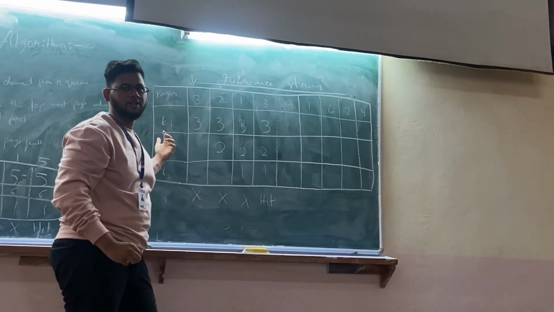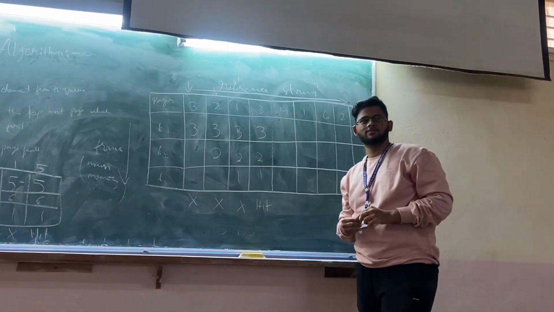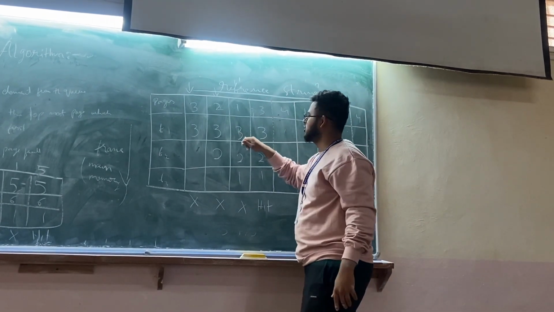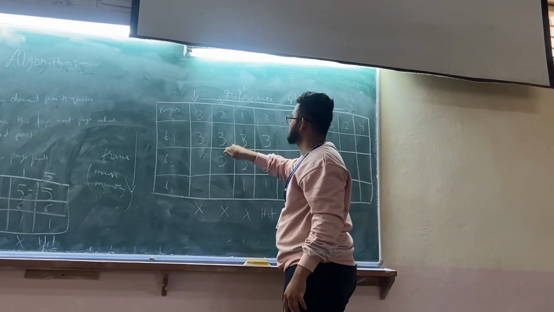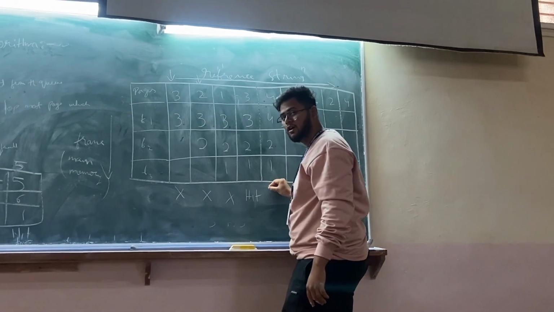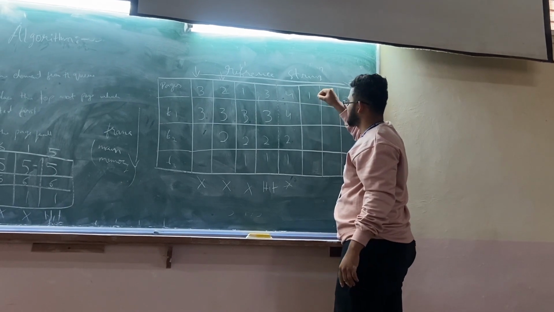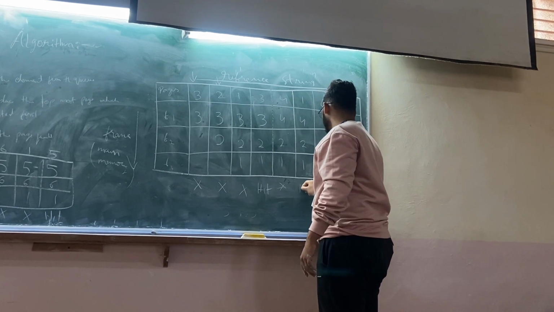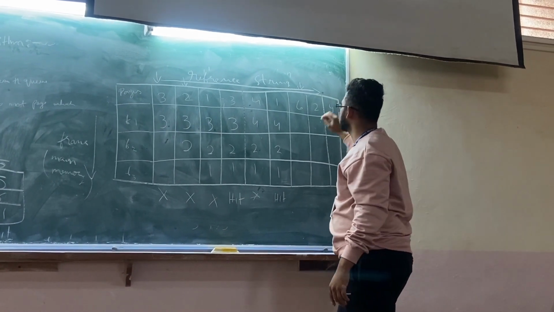Now 4 occurs. Is it present in the frame? No. Now which to replace from this? The first inserted page is 3, which has been there for more time, and it was inserted first, so I have to replace this. 4, 2, 1. This becomes a fault because it was not present here before. Now 1 enters. Is 1 there in the frame? Yes. You have to do nothing. It becomes a hit. Now 6 enters. Is 6 present in the frame? No. So which should we replace?